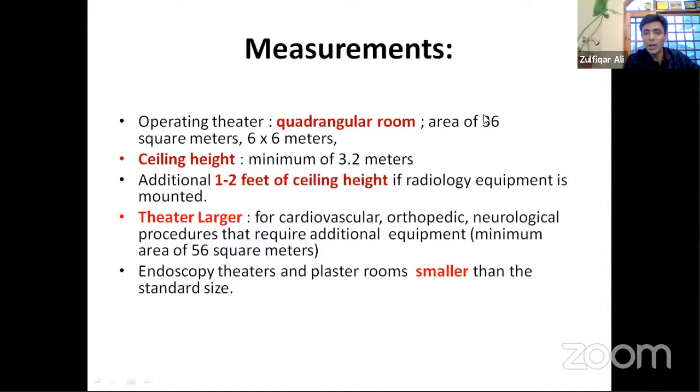The area of an ideal operating room, as most of our participants were already aware, should be around 36 square meters. The ceiling height should be around 3.2 meters. We should have an additional 2 feet of ceiling if we are planting some X-rays, C-arm, or some radiology equipment through the ceiling. The cardiovascular and neurosurgery OTs do have additional equipment, and we need extra space. Similarly, endoscopic theaters and plaster rooms can be smaller.